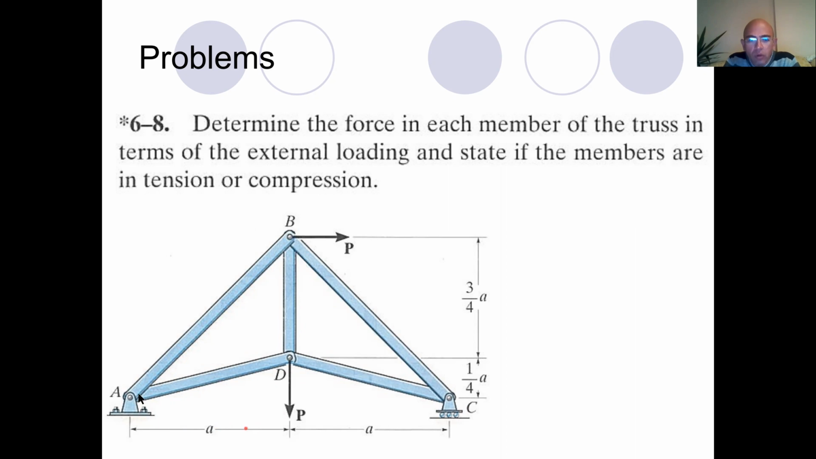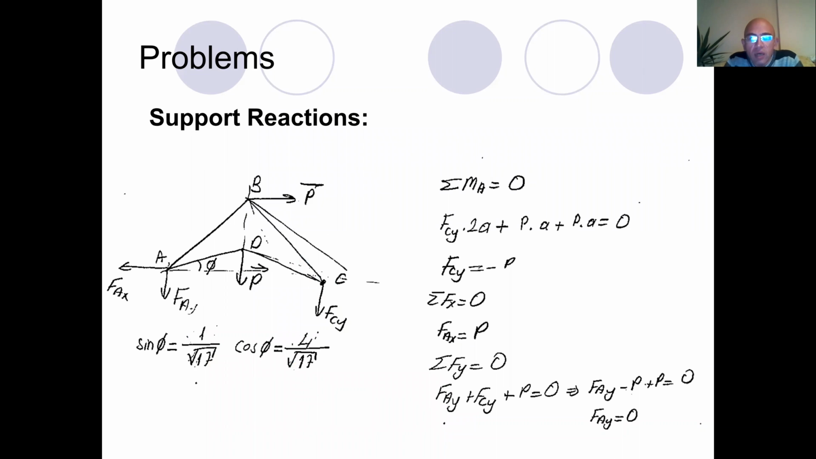Distances are given. From A to D it is a, D to C it is a again, and point D to A is 1/4 a, and from B to D is 3/4 a. So from B to C it is a as well. So we are asked for the loading in the members. Now let's draw the free body diagram.